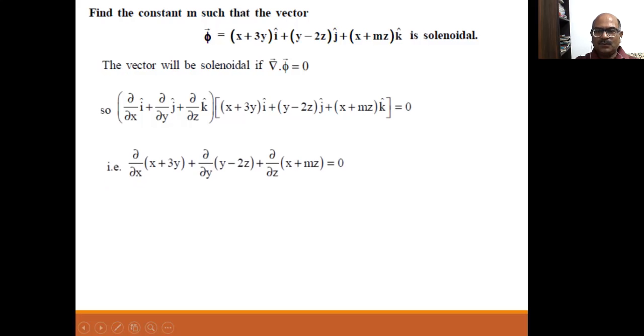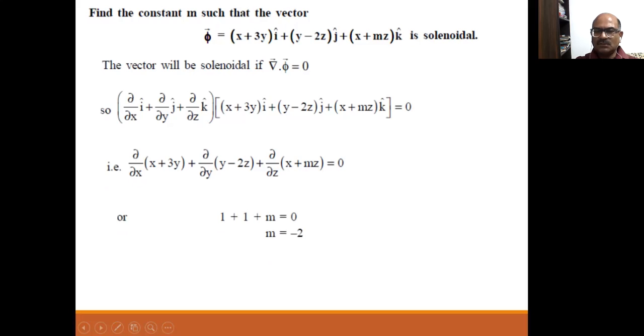I hope you all can do it in a very simple manner by solving this separately with x, with y, and with z, and we got m equal to -2. So m equal to -2 says that if we put it in the given vector, the divergence of that vector will be 0. Accordingly, this vector is known as a solenoidal vector.